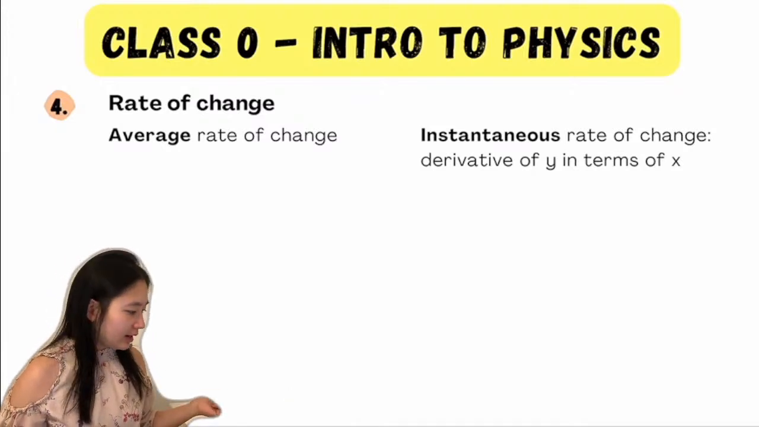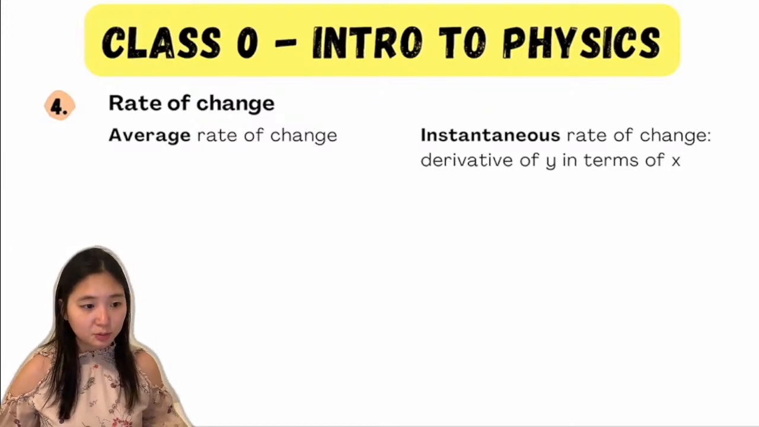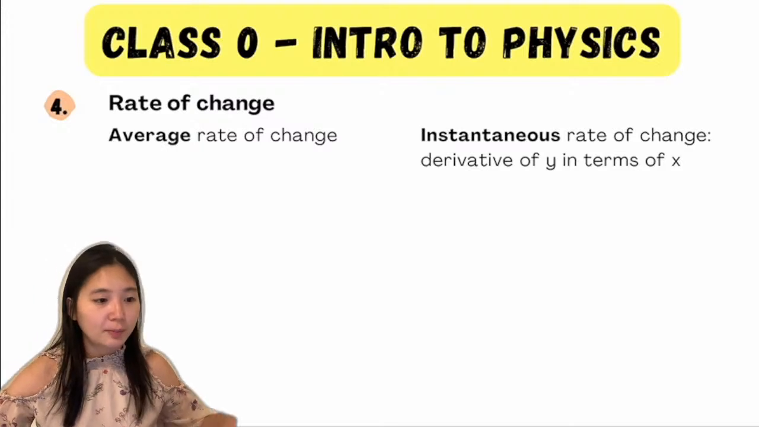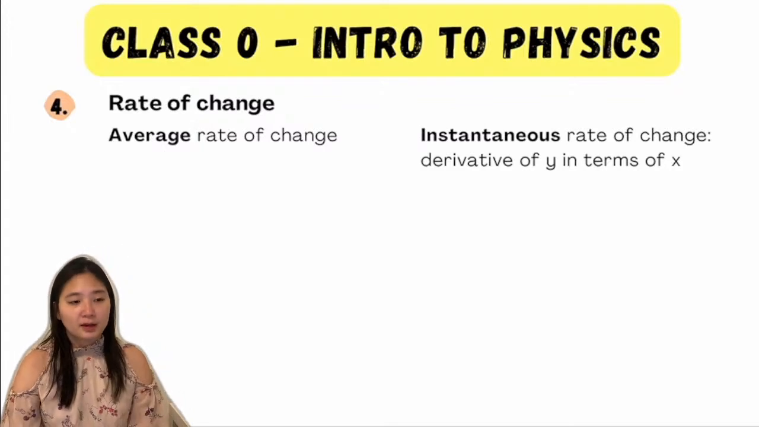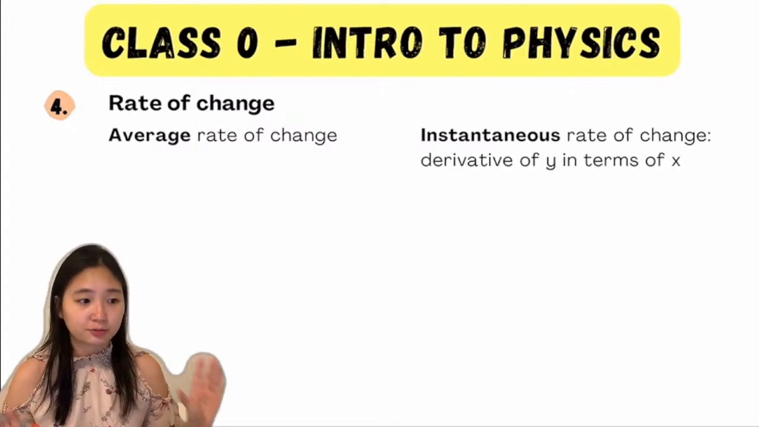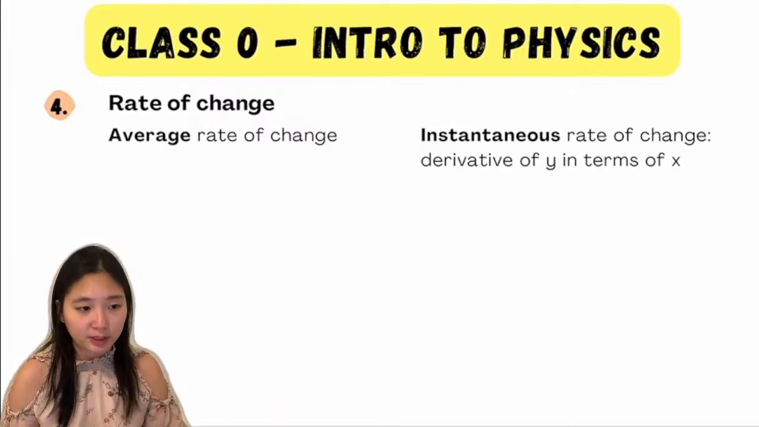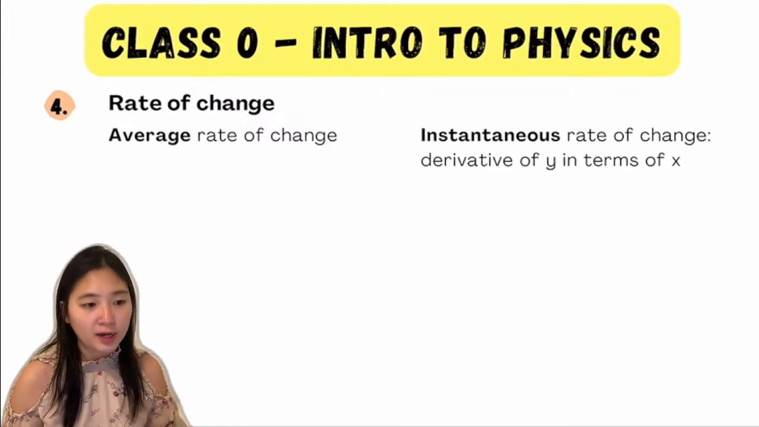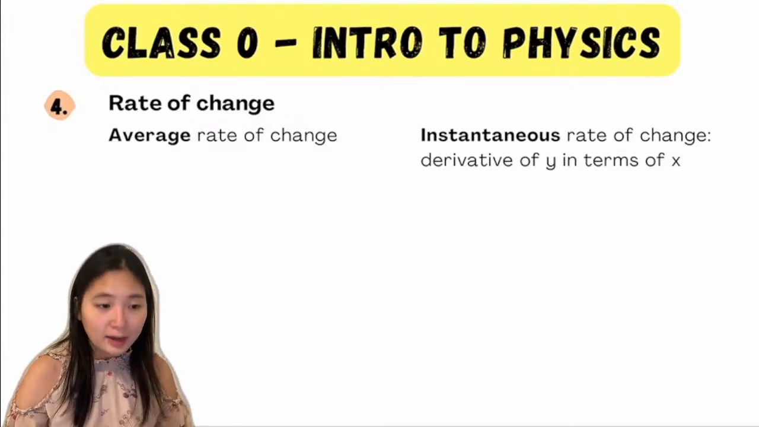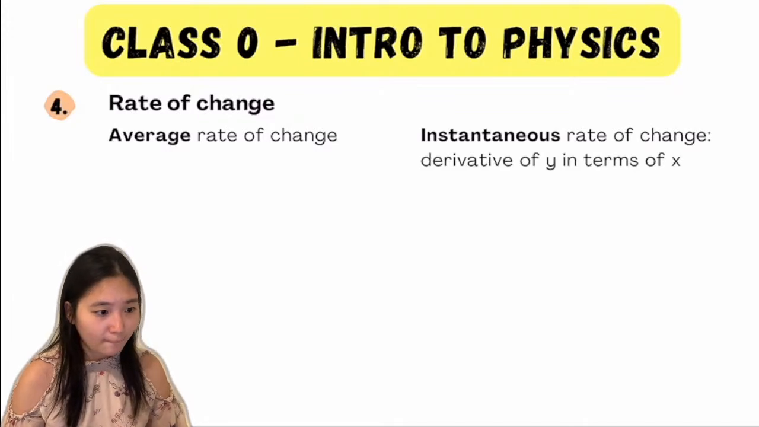Okay, and now it's going to be the rate of change and the area under the curve. This is the last of the last two topics for class 0 for introduction to physics. Again, there are two meanings when it comes to rate of change. Either I can mean the average rate of change or the instantaneous rate of change. An instantaneous rate of change in calculus means the first derivative of y in terms of x. In physics, especially in AP Physics 1, a lot of times the x-axis represents time. So here I'm just going to use time to explain this concept.